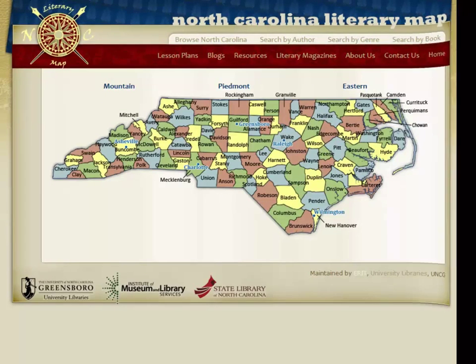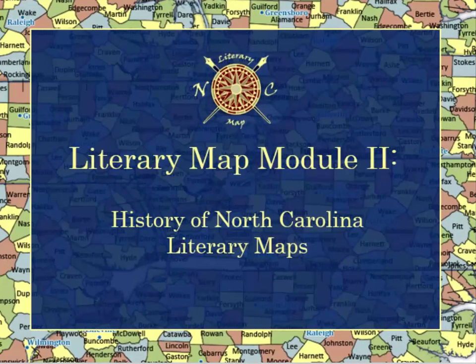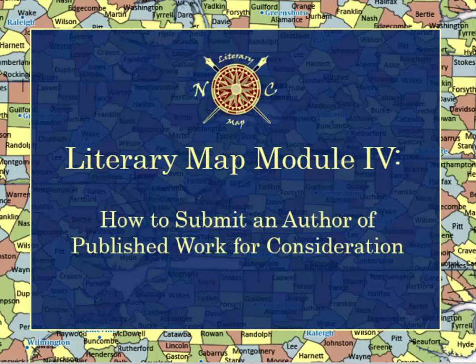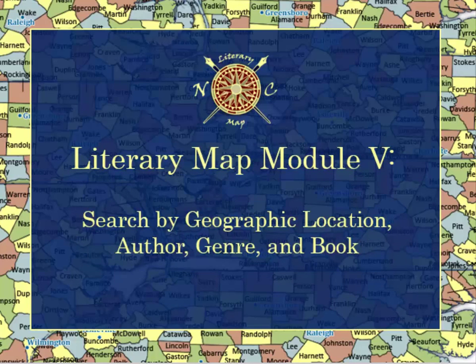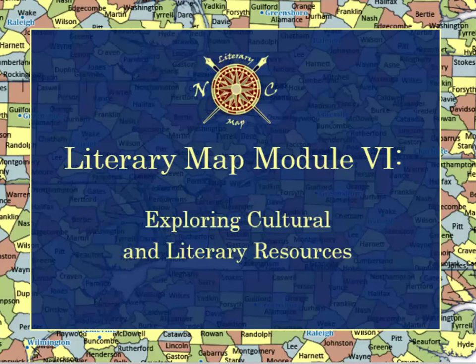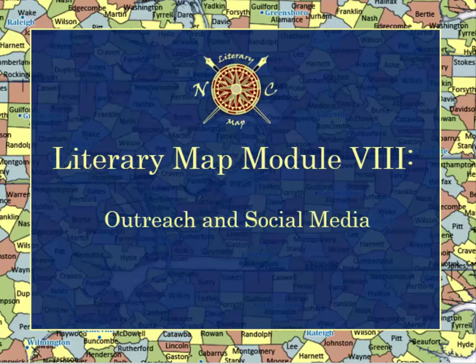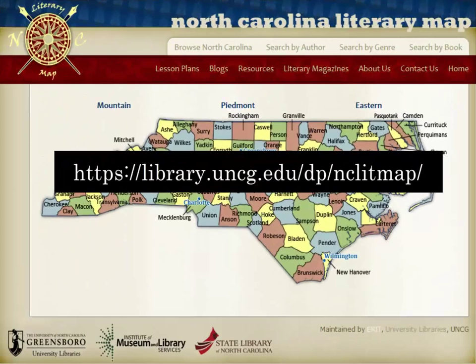The following modules will guide you through the history of North Carolina literary maps, the vision of the map and selection criteria, how to submit an author or published work for consideration, how to search the database, how to access other resources on the map, lesson plans and information for K-12 educators and media specialists, and the social media and programming. So please take a few minutes to explore the lit map or continue to the next module that will discuss the history of literary maps in North Carolina.